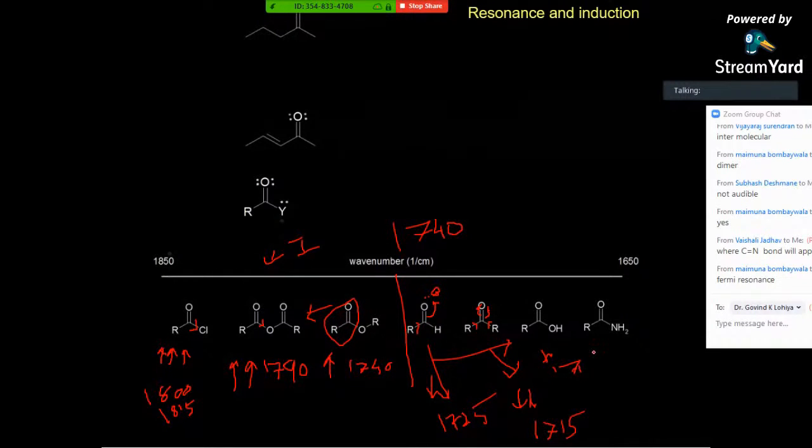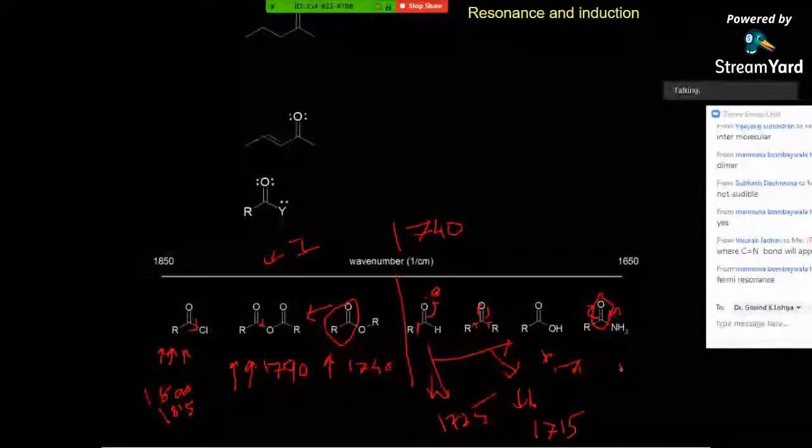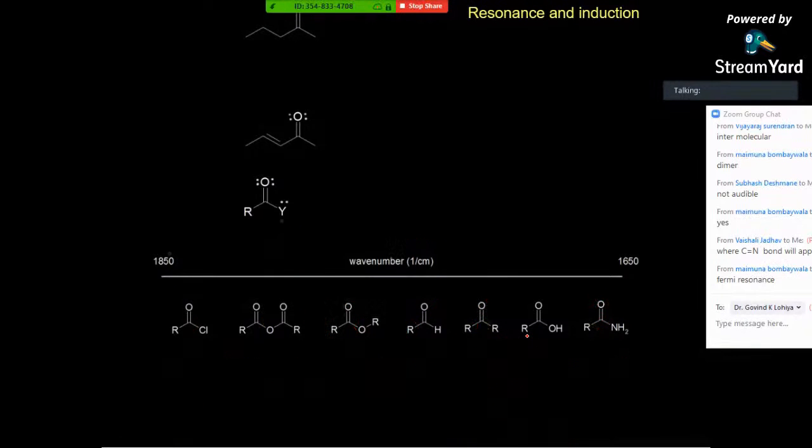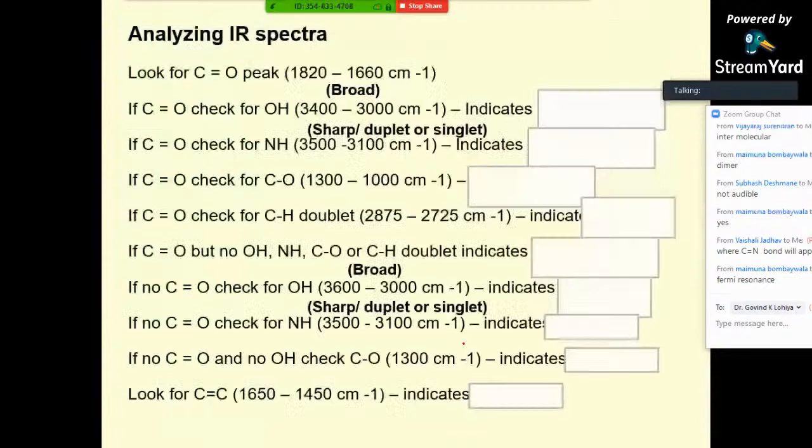And if you go to amides, resonance is prevailing here, so the double bond is largely converting to a single bond, giving a very low value, near about 1650. So that is the difference between all of these, the carboxylic acids, ketones and others.